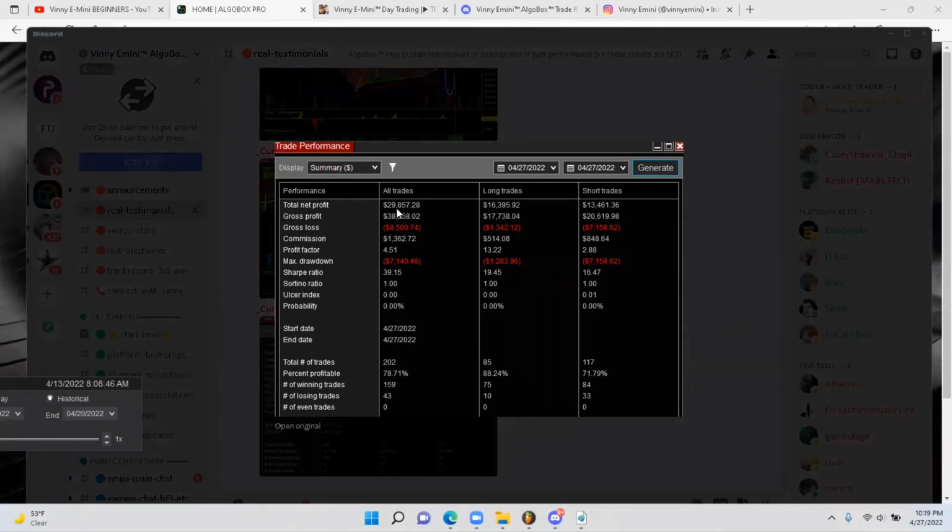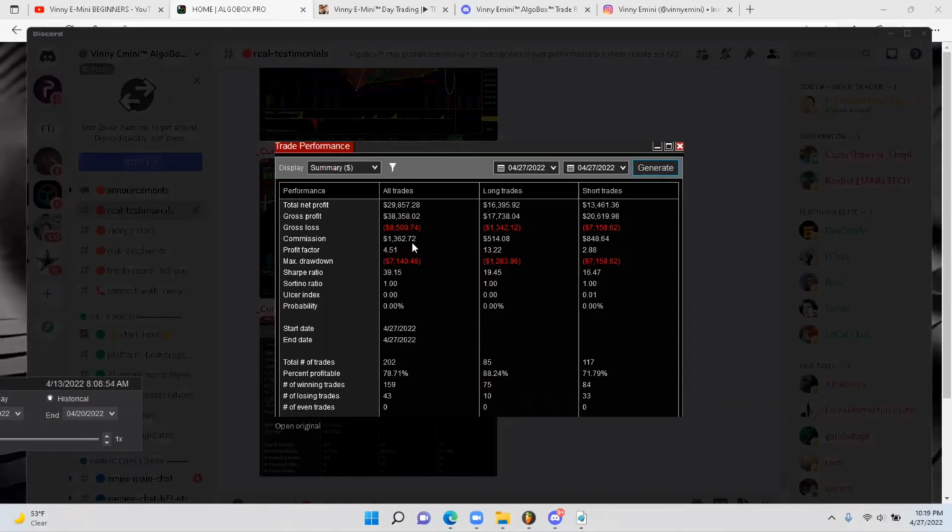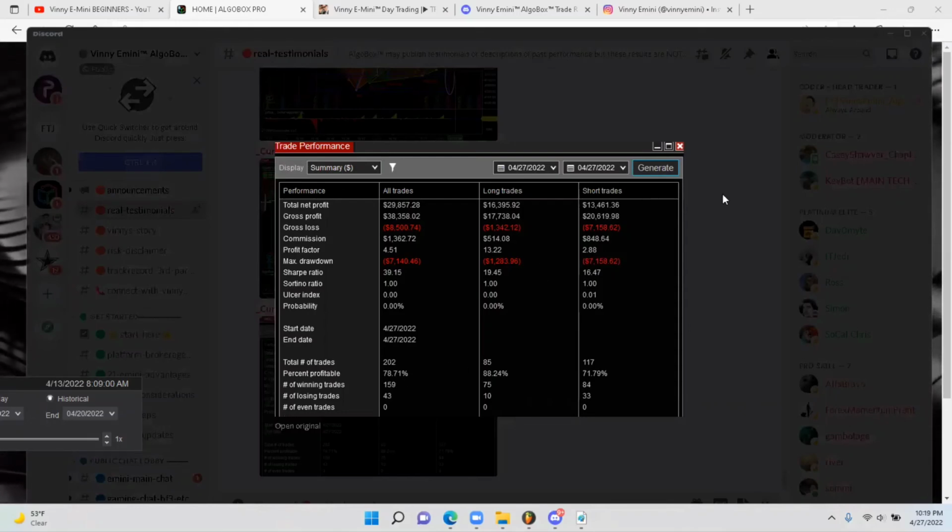Profit factor of 4.5. So his winners are 4.5 times larger than his losers. That's how that works. So percent profitable is 78%. I think that's damn good. That's just one example. So you're seeing these curves here.